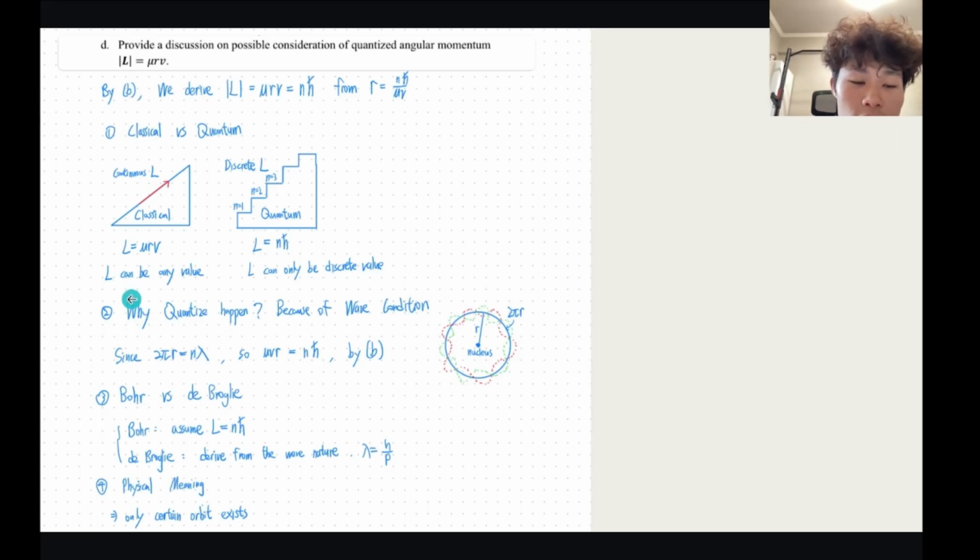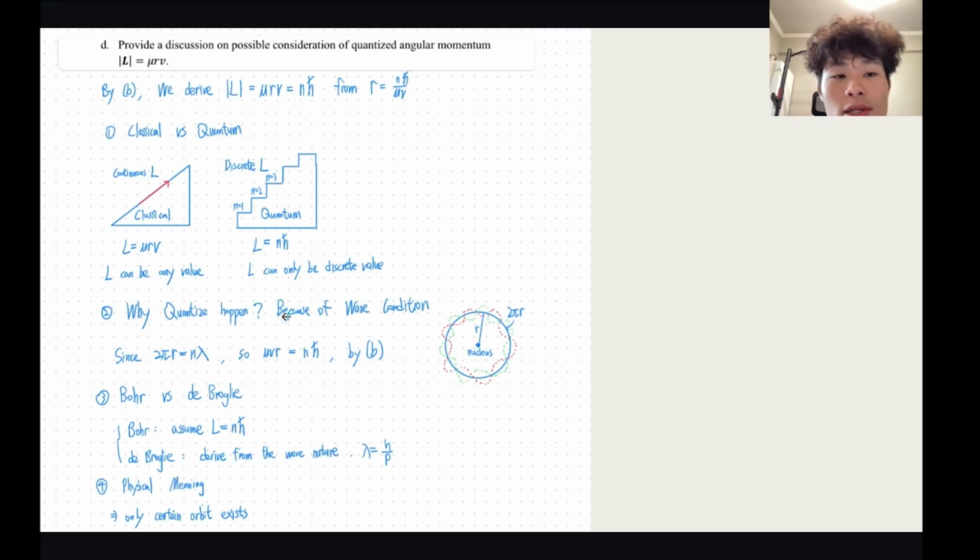So in the equation L equals mu RV, L can actually be any possible value. But in the quantum world, L equals n h bar. So L can only be a discrete value. As you can see, just like the steps, n is a positive integer. So is L.